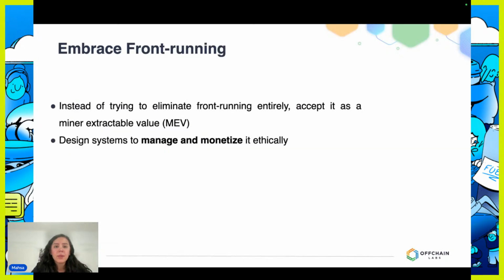The next mitigation, or how we can avoid front running, is just embrace it. Instead of trying to eliminate front running entirely, try to accept it as a maximal extractable value and design your system to manage and monetize it in an ethical way. Time Boost that went live on Arbitrum One is a great example because it monetized MEV and allows users in the system to use that in an ethical way. So that eliminates the front running risk in the system. When you're designing your system, you have to think about whether you want to use it or not.